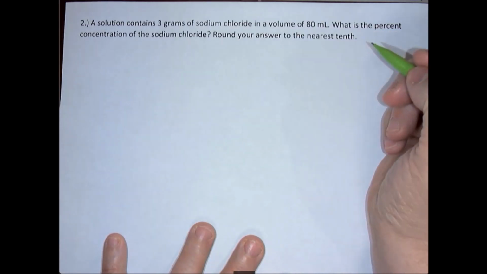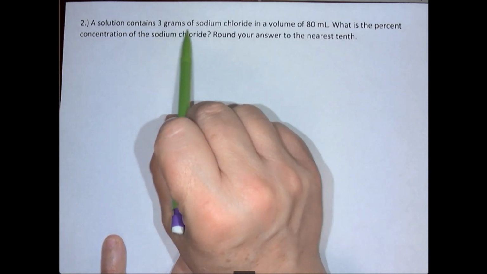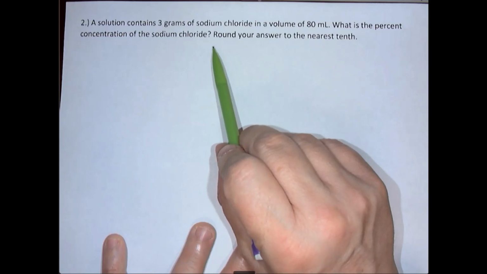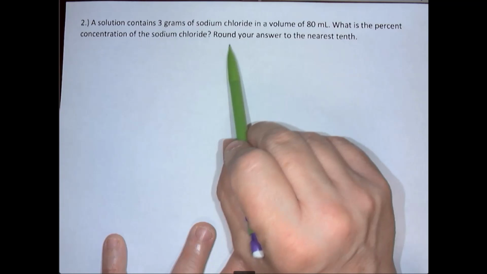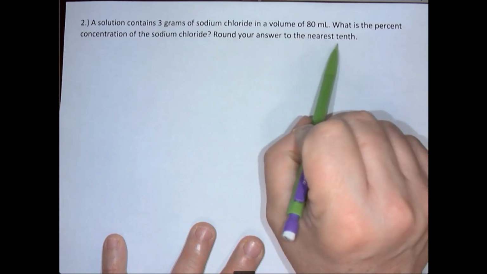Okay, here's example number 2. It says a solution contains 3 grams of sodium chloride in a volume of 80 milliliters. What is the percent concentration of sodium chloride within the solution? We can assume that's what it's talking about. And it says round our answer to the nearest tenth here.